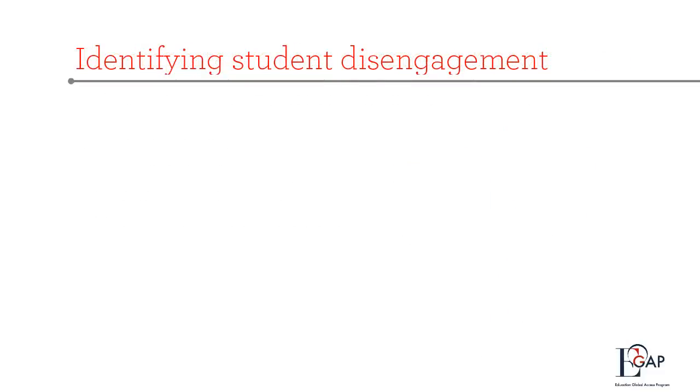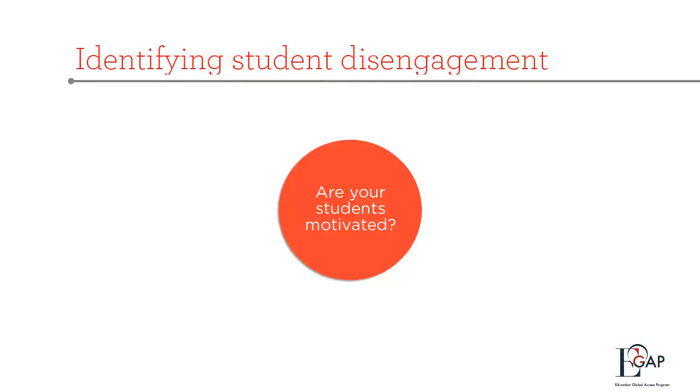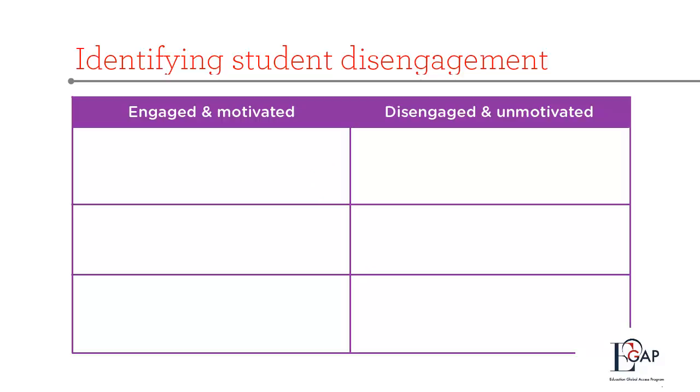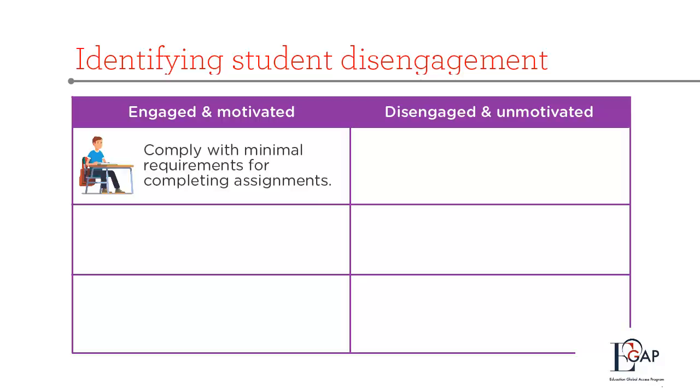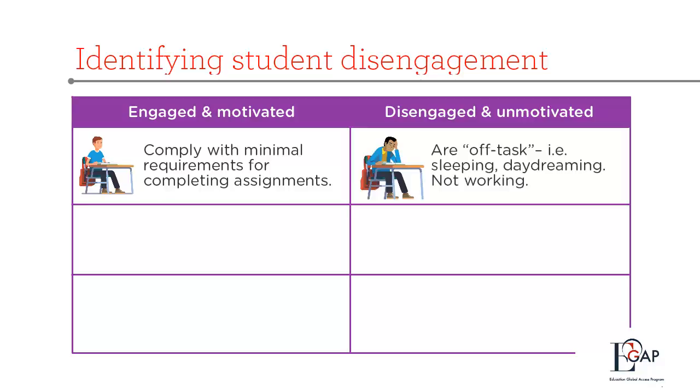It can be difficult to determine if your students are engaged or motivated, especially if you are new to teaching. You will review this skill in greater detail later. For now, let's look at some very basic ways to measure your students' level of engagement and motivation. Engaged and motivated students have no problem meeting the minimum requirements for the tasks that you assign. Disengaged and unmotivated students tend to be off task.